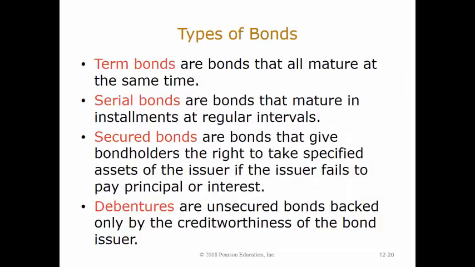There are various types of bonds, including the following. Term bonds are bonds that mature all at the same time. For example, $100,000 of term bonds may all mature 5 years from today. Serial bonds mature in installments at regular intervals. For example, a $500,000 5-year serial bond may mature in $100,000 annual installments over a 5-year period. Secured bonds give the bondholder the right to take specified assets of the issuer if the issuer fails to pay principal or interest. Debentures are unsecured bonds that are not backed by assets. They are backed only by the creditworthiness of the bond issuer.